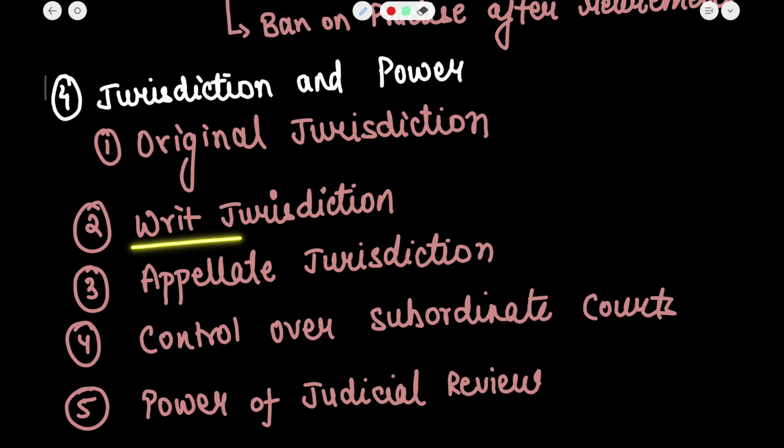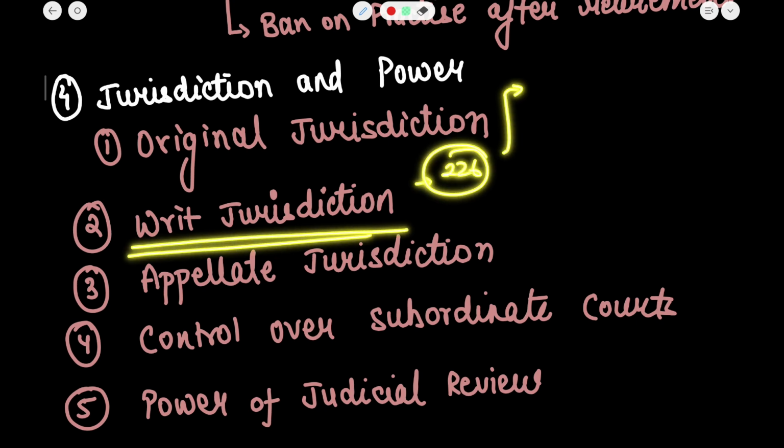Now, what about the writ jurisdiction? Under Article 226, the High Court can issue five writs: habeas corpus, mandamus, certiorari, prohibition and quo warranto. These are the five writs that can be issued by the High Court.